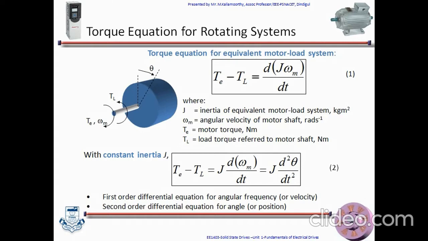Energy associated with the dynamic torque J d omega by dt is stored in the form of kinetic energy given by J omega m square by 2. During deceleration, dynamic torque J d omega by dt has a negative sign. Therefore, it assists the motor developed torque T and maintains motion by extracting energy from the stored kinetic energy.